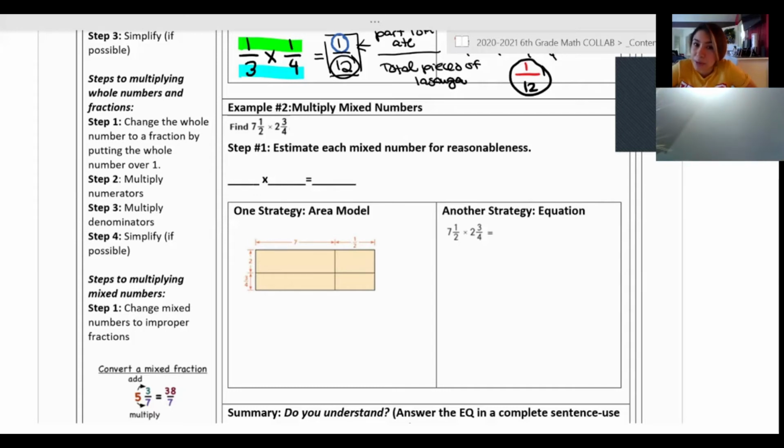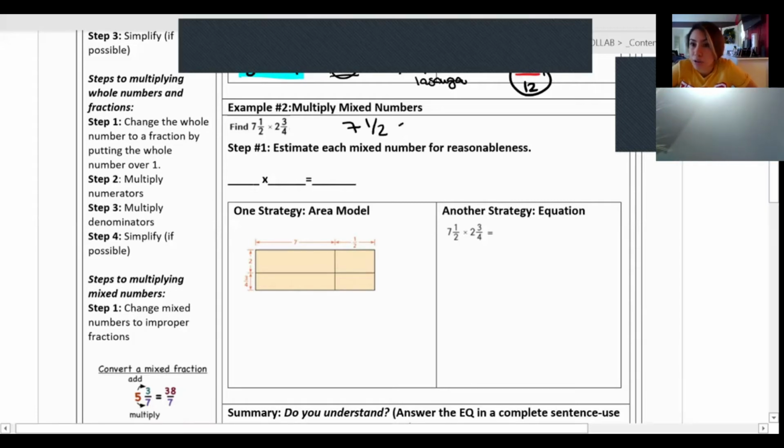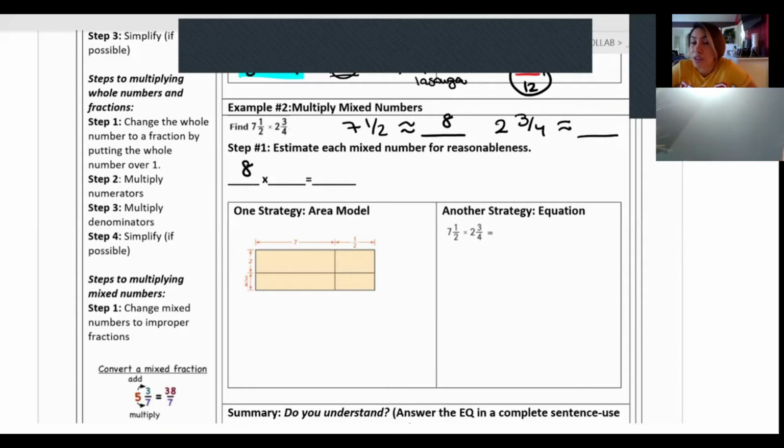In step 1, it says to estimate each mixed number for reasonableness, okay? So in order to do this, we're going to look at 7 1/2 and we're going to estimate around what this number is closest to, right? What makes sense. So 7 1/2, we know it can also be 7.5. If we have 7.5, we know that 5 can round the number up to 8. So let's round 7 1/2 to 8. We'll estimate it. And 2 3/4, you might know that 2 3/4 is 2.75. That sounds like we can round that up to 3. So let's estimate 2 3/4 to 3.